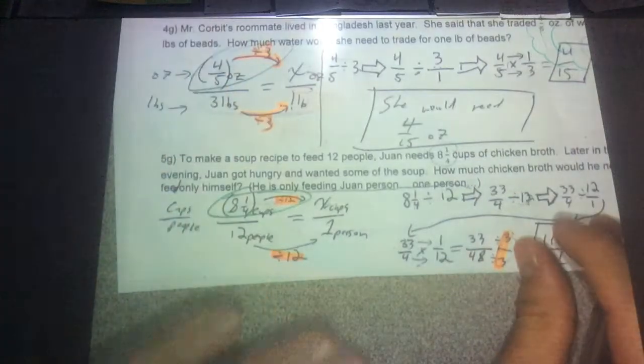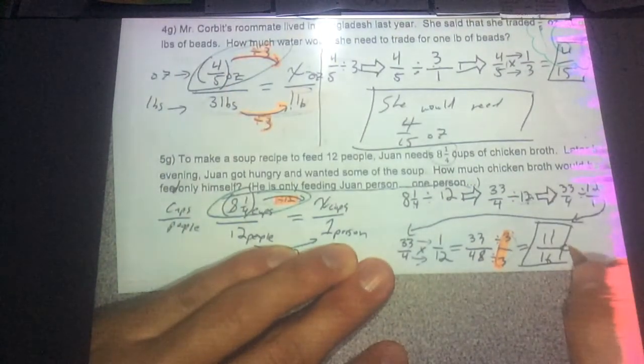So how many cups does he need to feed Juan person? 11/16 cups.